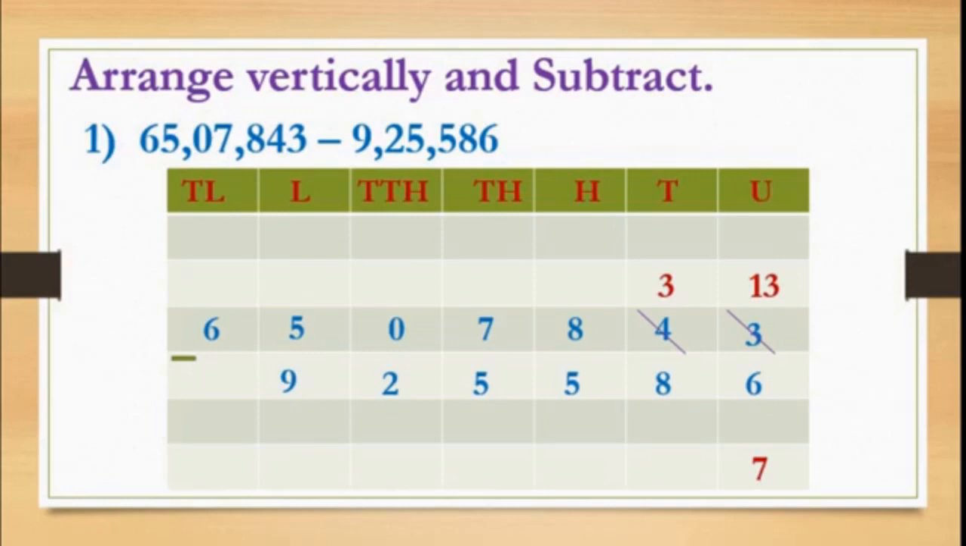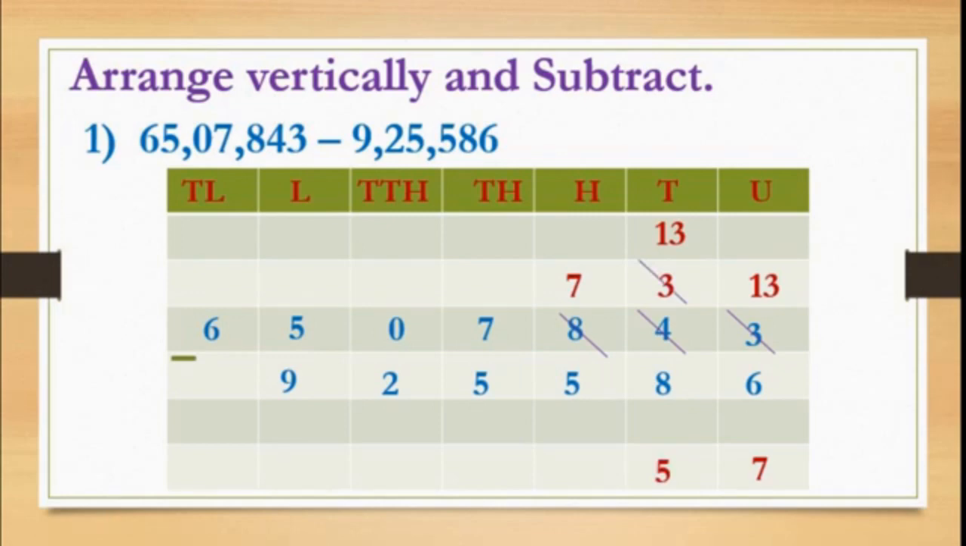Okay. Now we'll move to the tens place. Here 3 minus 8, again not possible. So it borrows from the hundreds place. Here 8 becomes 7. So here 3 tens becomes 13 tens. So we can easily subtract 8 tens from 13 tens, that is 5 tens. Correct?